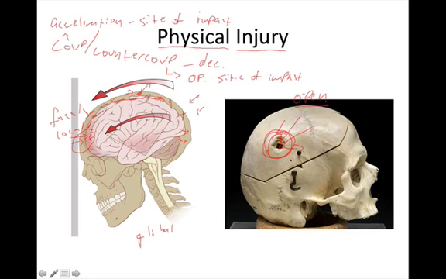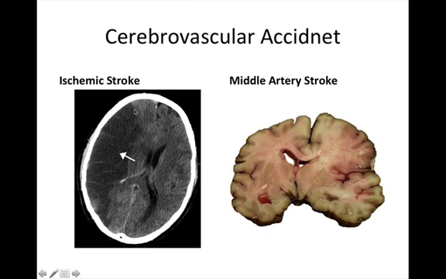And again, as I talked about on the previous slide, if the injury is extensive enough, you could develop a traumatic brain injury, which is an injury where you have typically a loss or impairment of cognitive and physical functions. Okay. So that's physical injury.